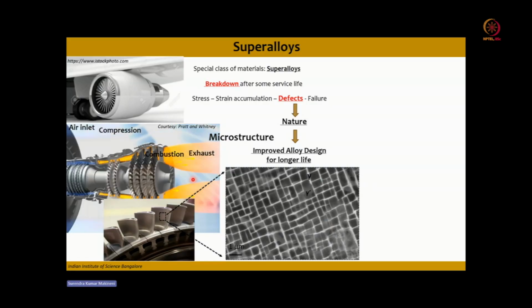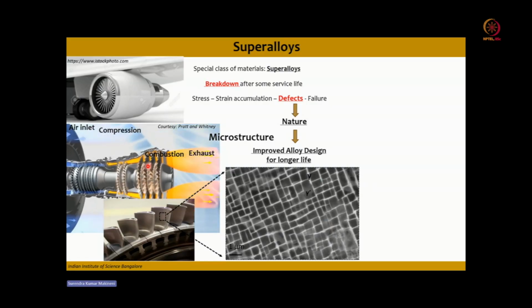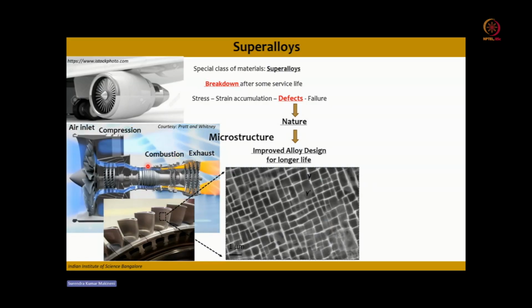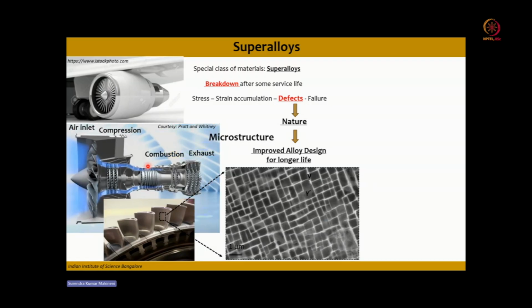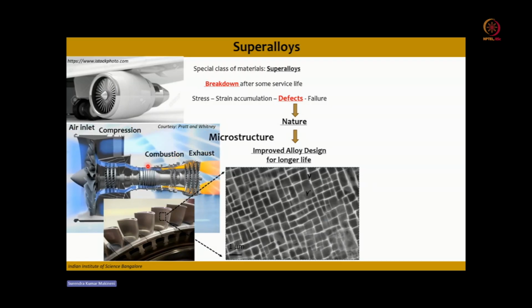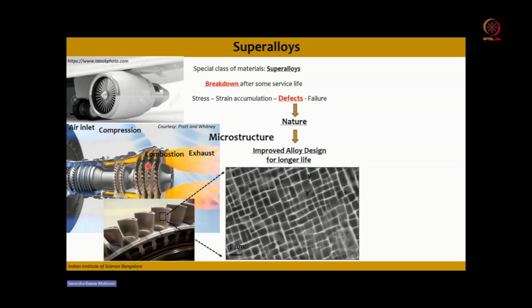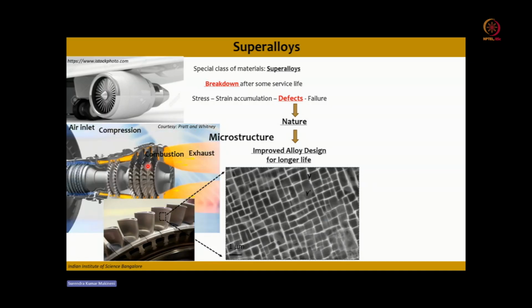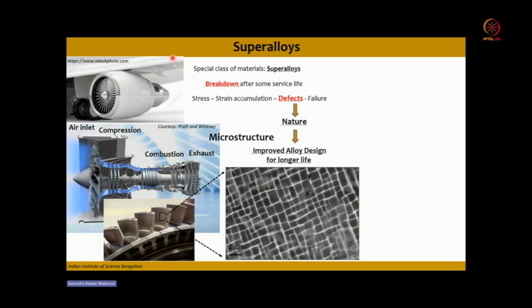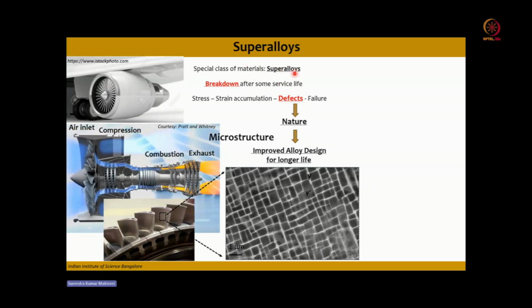And usually the materials which are used for the components of this combustion zone are called nickel-based superalloys, and they are used in the form of single crystals. Usually they avoid using grain boundaries because grain boundaries are the major source for creep deformation at high temperatures. Okay, so these are a special class of materials which are called superalloys.